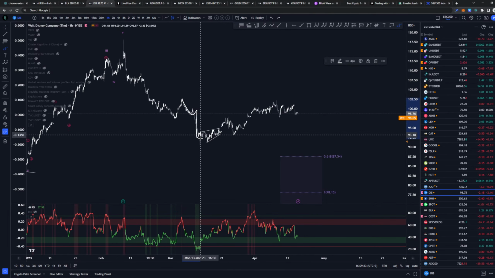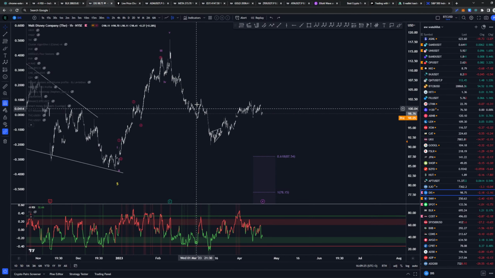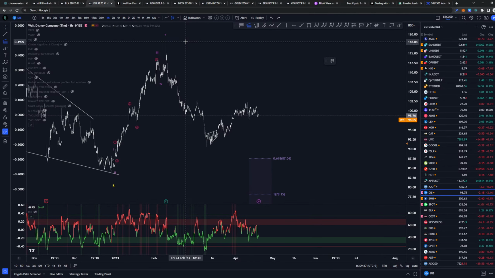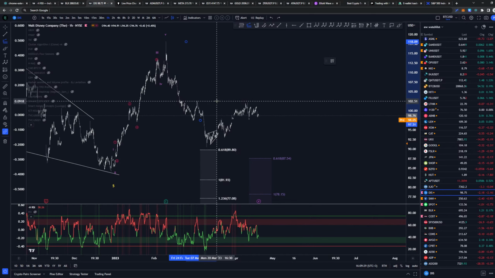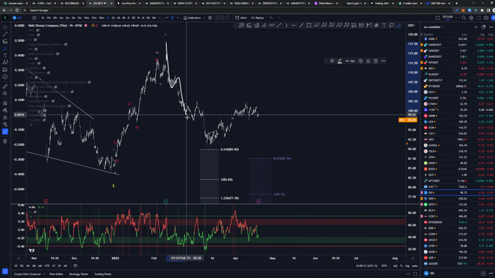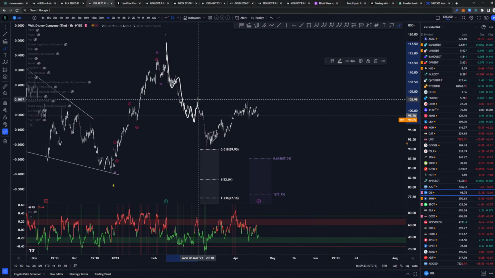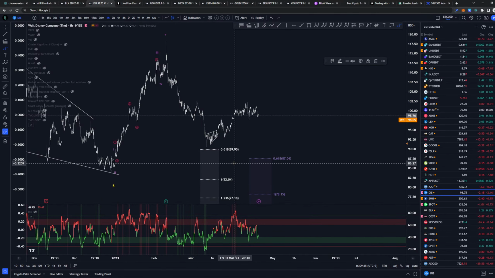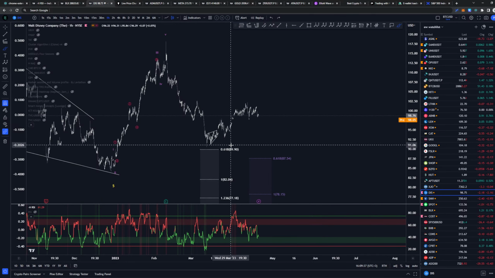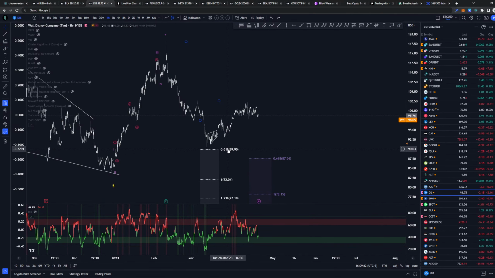This for me looks like a five wave. However, what is it part of? I'm not quite sure. I'm thinking that this whole thing was a five wave on its own here. 1, 2, 3, 4, 5, up 3, 1, 2, 3, 4, 5. The issue that I have here with my extensions is that we did not hit the 0.618.